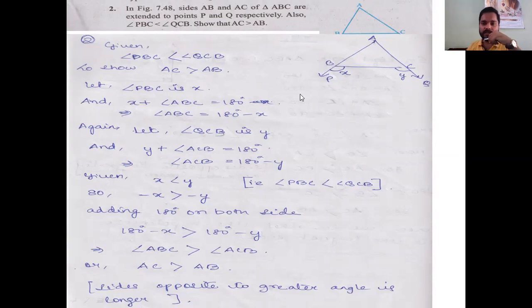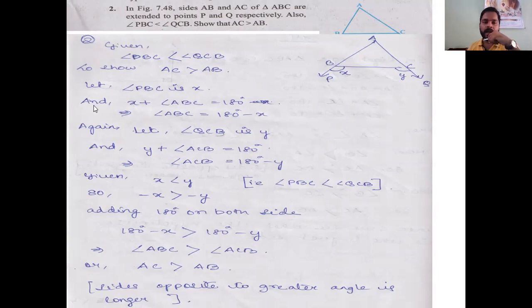What we will do is, for PBC and QCB, I will take two alphabets to make it easier to understand. So PBC, let's take X, and BCQ, let's take Y. Now you see, it is given angle PBC is lesser than angle QCB, and it is asked to show AC is greater than side AB. Now, as I told you, X and Y, so let PBC be X.